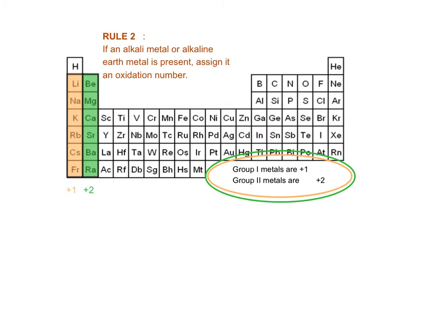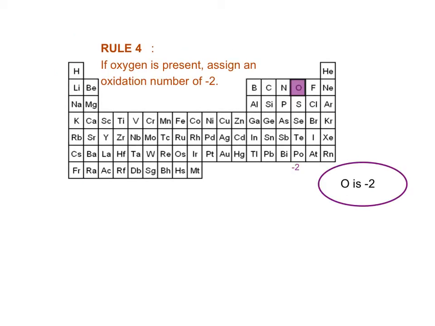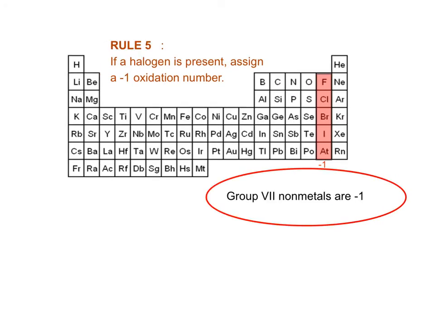Rule number 2, if there's not a Katzenagel or there's more than one element, you move to rule number 2. Any alkali metal would be assigned a +1 charge. Any alkaline earth metal would be assigned an oxidation number of +2. Rule number 3, if you still have more elements to label, if you have a hydrogen, then we're going to assign the oxidation number of +1. Rule number 4, if there's an oxygen present, it's going to be assigned -2. And rule number 5, if a halogen is present, you're going to assign it an oxidation state of -1. So the halogens, like in Unit 8, always have that -1 charge.